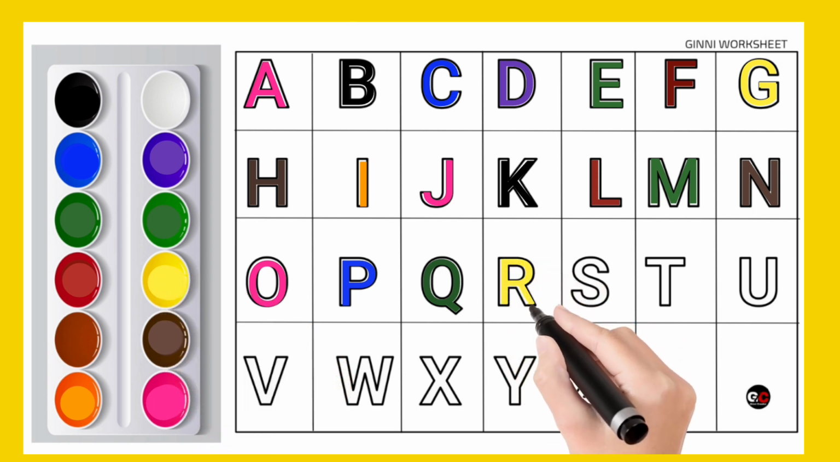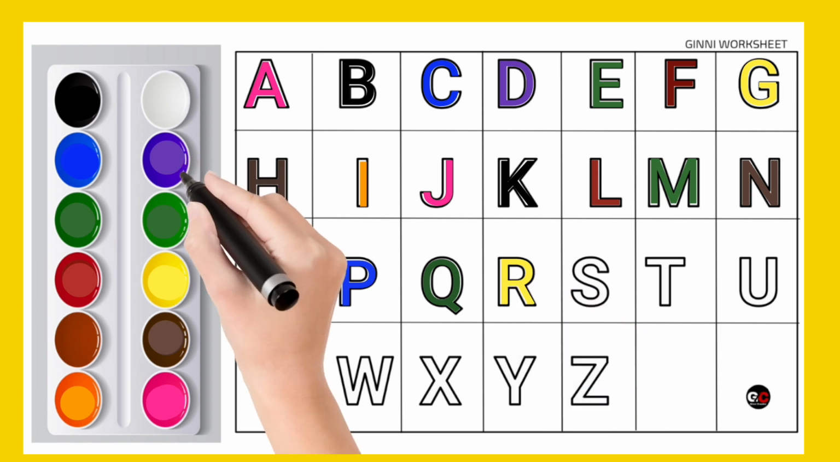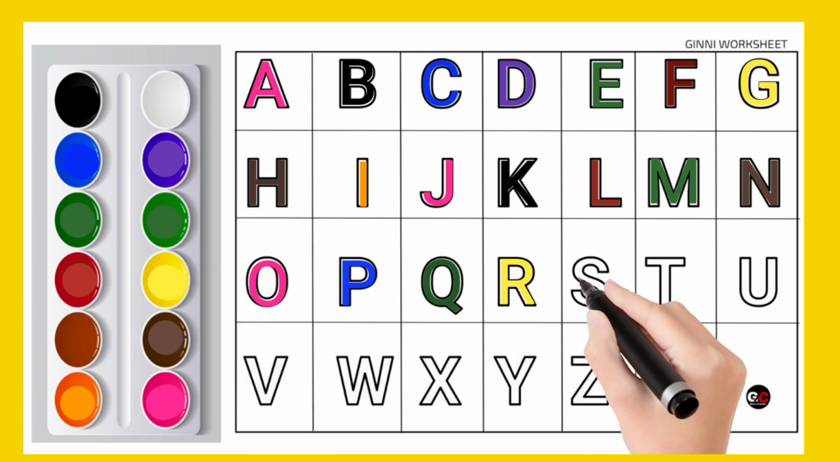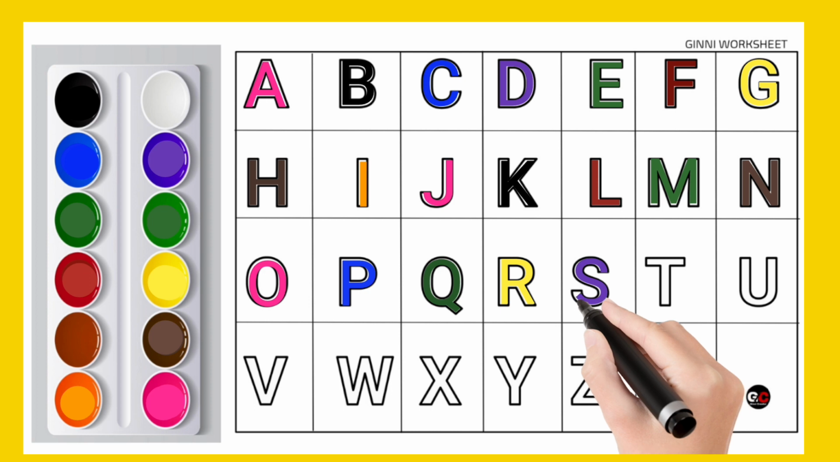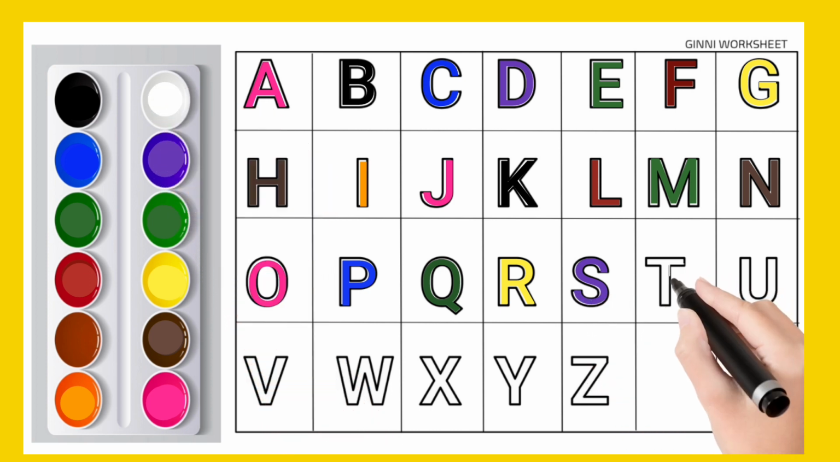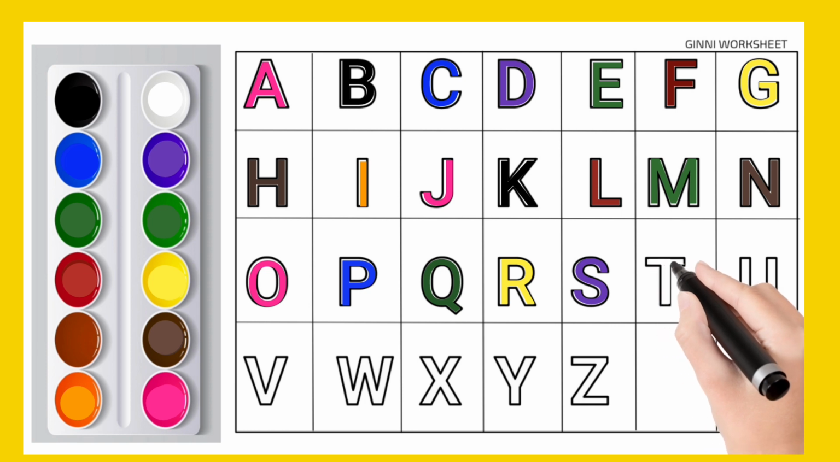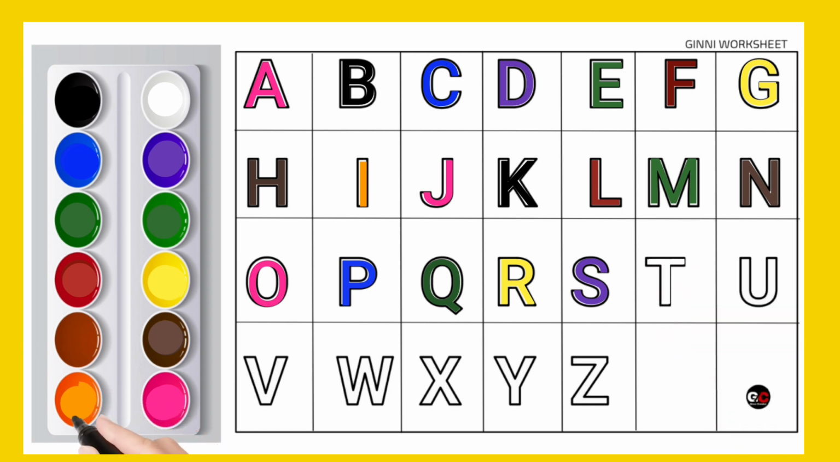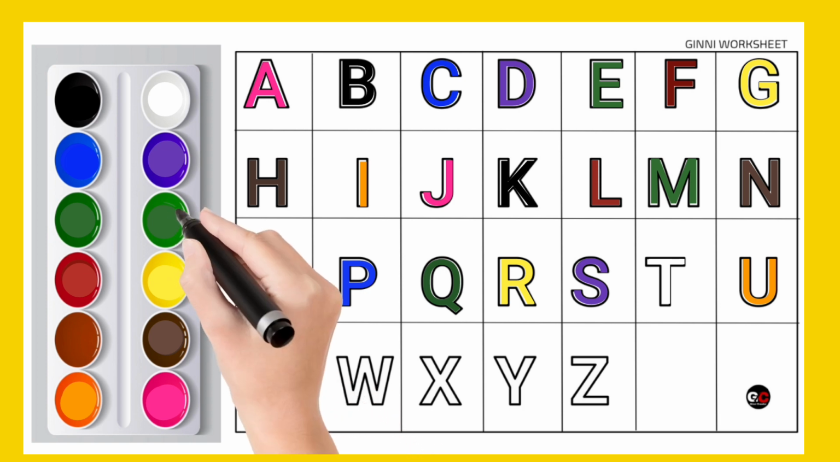R for rabbit, S for sun, A, B, C, D, E, F, G, H, I, J, K, L, M, N, O, P, Q, R, S, T, U, V, W, X, Y, and Z. T for tiger. U for umbrella. Now I know my ABCs. V for van. Next time, won't you sing with me?